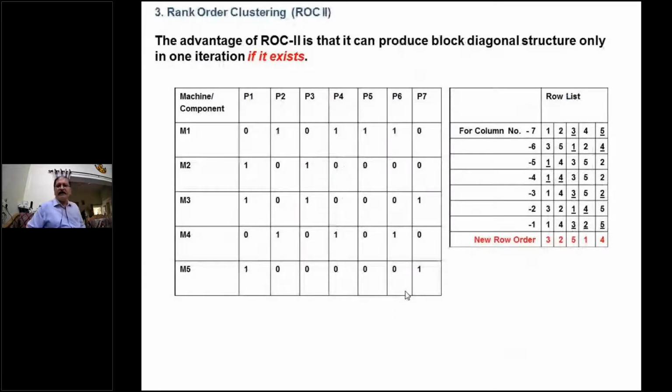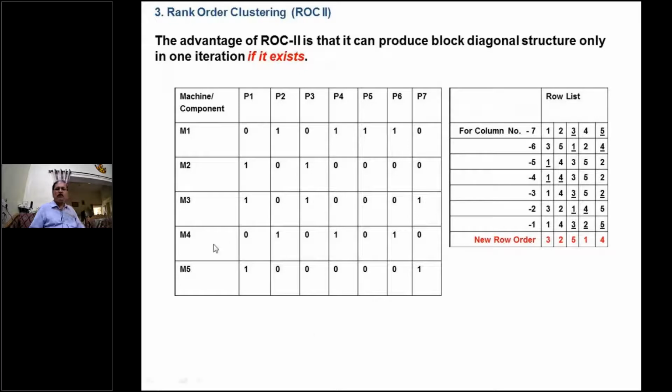And then the rank order clustering has been improved a little bit again by J.R. King, and that has been improved. And improving this, what is the advantage? Under that improvement, it is called rank order clustering 2. Using this, if block diagonal structures exist within the matrix, then it can immediately give you the block diagonal structure with one iteration.